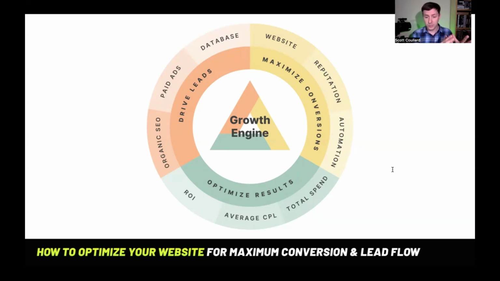And then we need to optimize the results, right? We really need to have the tracking dialed in so we know how much are we spending on marketing, how many leads are we generating, what's our average cost per lead, and what is actually generating the leads, what's generating that ROI, or your return on investment, so that we can optimize and reallocate your funds to those things that are generating the best results. So big picture, that's what we have to focus on: how we're driving leads, how we're maximizing conversion, and how we're really optimizing that return on investment.